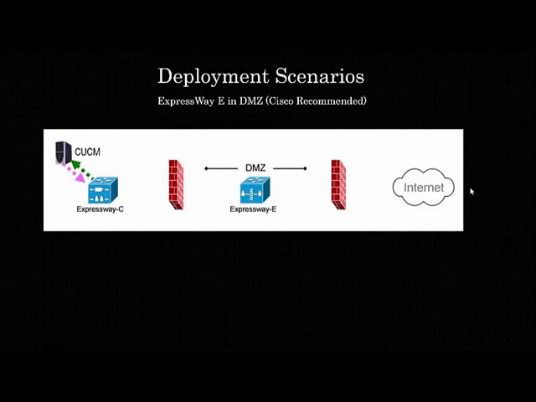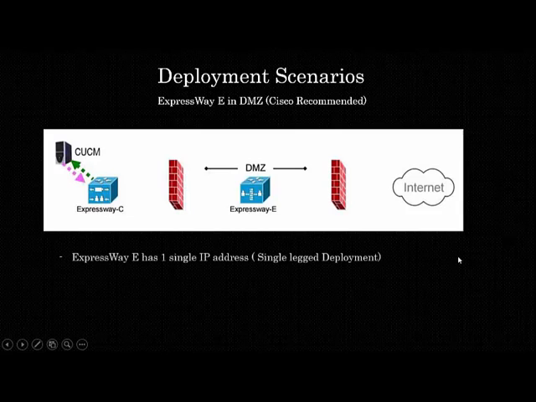So if you are out here on the internet and you have a Jabber client connected, this Jabber client will be directly connected to the CUCM server through the help of Expressway C and E. When you are connected, you can see on the CUCM server that your Jabber client is actually registered with the IP address of Expressway C. So in this kind of deployment, Expressway E has one single IP address. This is called a single-legged deployment.